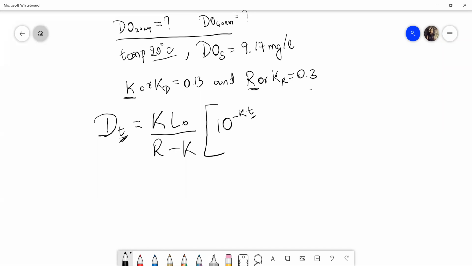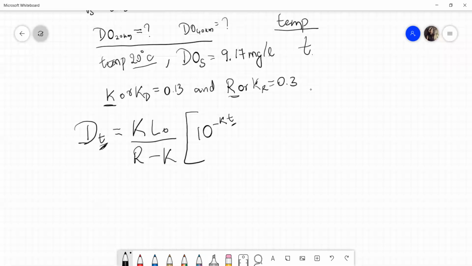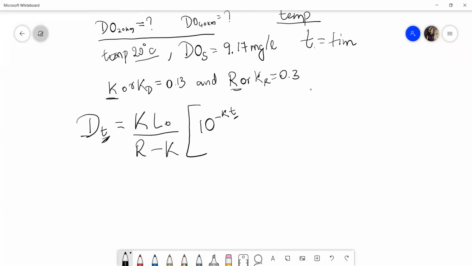See, T is the time, not the temperature. So always remember, T is not the temperature, it is representing time. Whenever we talk about temperature, we represent it as TEMP. For time, we take it as T. So don't get confused with that. T is equal to time.